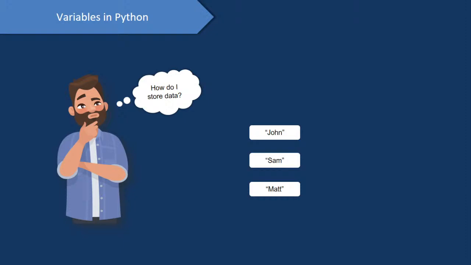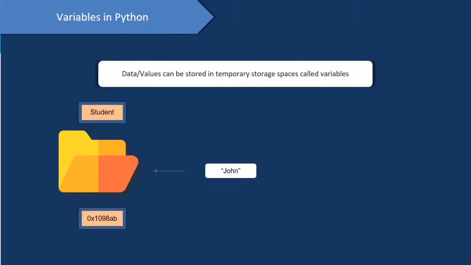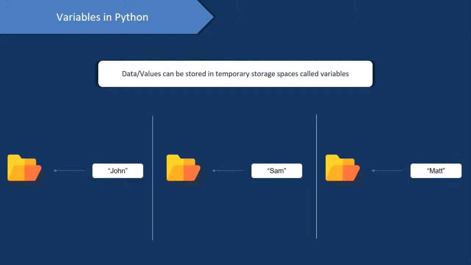So let's say you want to store the names of some students, and you have these three students over here: John, Sam, and Matt, and you would want to store these names somewhere. So you'll create a variable called student, and you will take this name John and store it in this variable. After storing it, this variable has two things: a variable name and a variable address. So now in the student variable, we are storing this value John, but this address is arbitrarily given by the Python interpreter. Now, since I've told you that a variable is a temporary storage space, you can change the values which are present in it.